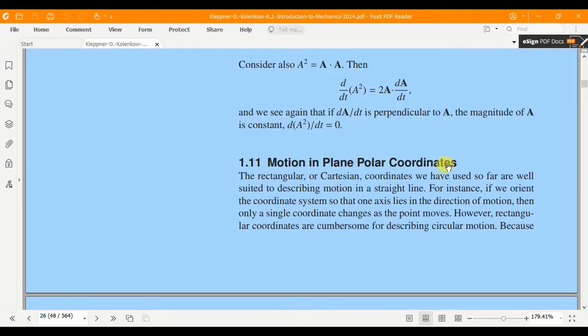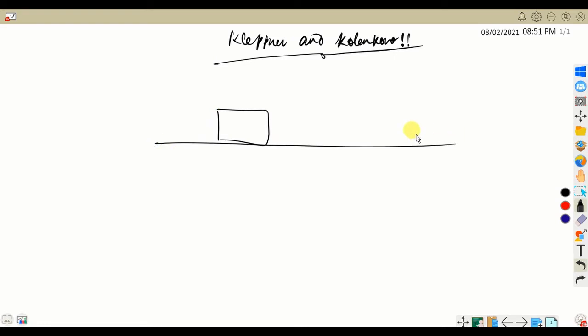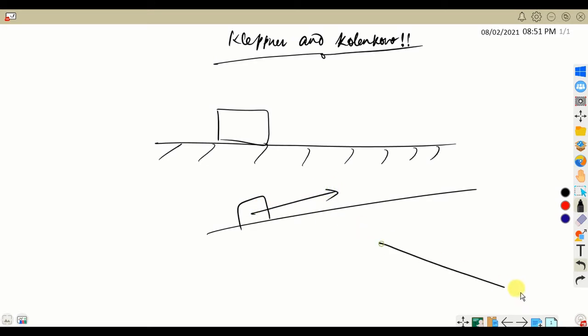Motion in plane polar coordinates. The rectangular or Cartesian coordinates we have used so far are well suited to describe motion in a straight line. But what about motion that is not in a straight line? For an example, motion in a straight line: what does it mean? A block is moving in some particular direction. We are calling it motion in a straight line. Maybe the motion goes this way, maybe this way. These are a few examples of motion in a straight line.